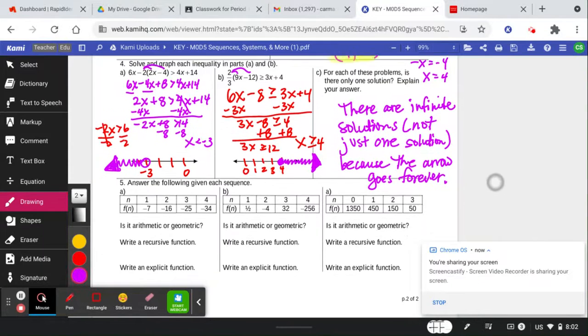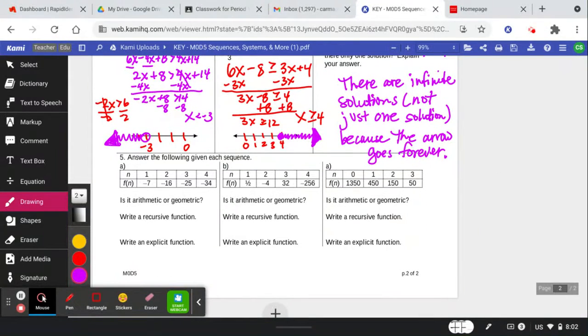Okay, here it's saying, given the following sequences, is it arithmetic or geometric? And then write the recursive and the explicit. So if you're looking here, picture that on a number line, this is going further and further down into the negative. And so you could grab a calculator and do -16 minus -7. So what you're going to notice, -16 minus -7 and -25 minus -16, is it's going, you got it, down by 9.